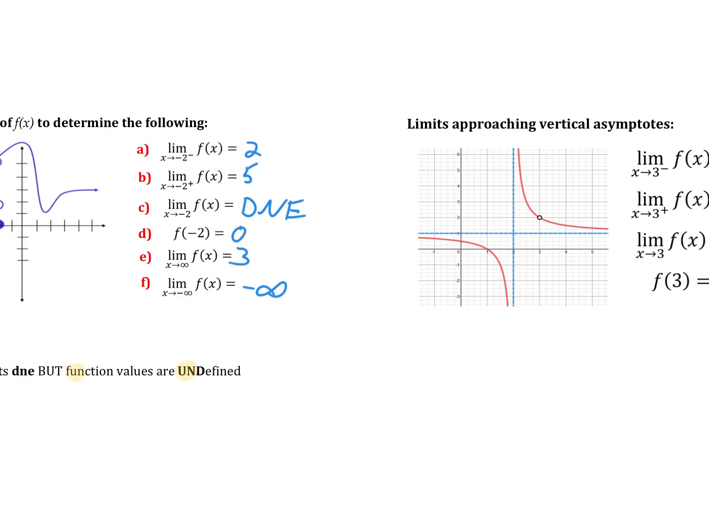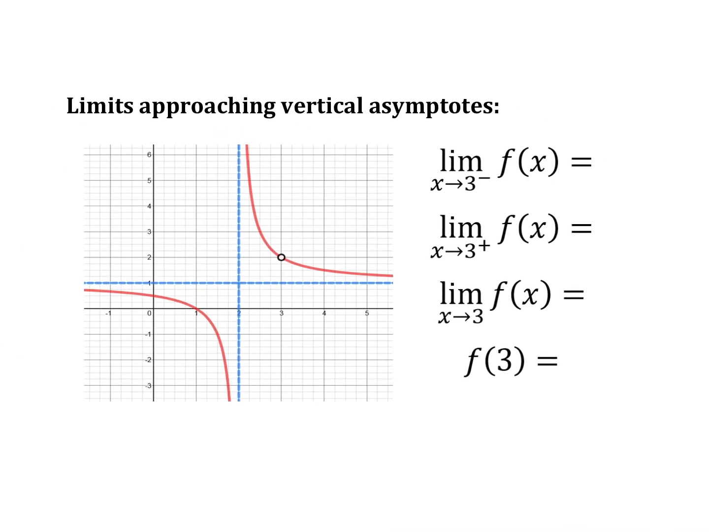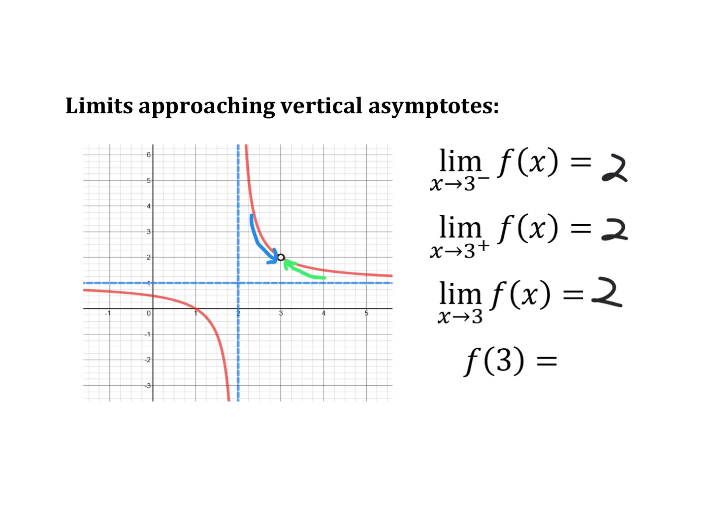All right, continuing on. We are approaching 3 from the left and from the right, seeing if there's an overall limit here. So as I approach 3 from the left-hand side, it looks like it's approaching a value of 2. From the right-hand side, it looks like it's approaching a value of 2. Hey, they agree. Oops, I wrote the wrong number. Since they agree, we can claim that the limit as x approaches 3 is 2.